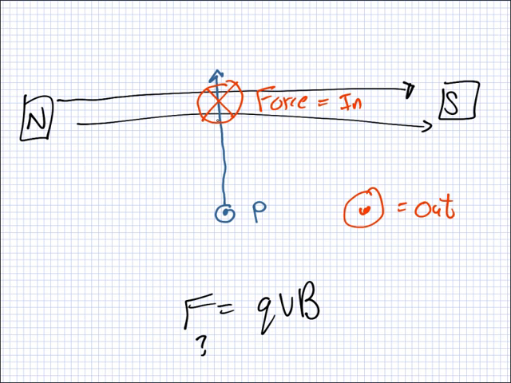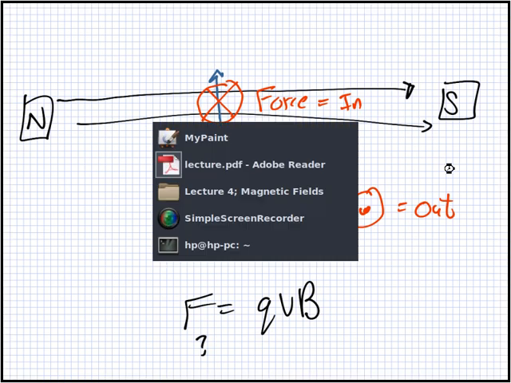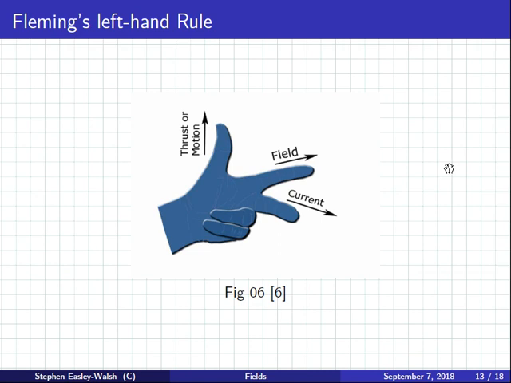You mean this? No. This is the magnet field. This is the current. This is the force. Oh, like this? Yes. You get the idea? This is called Fleming's left-hand rule. And you could try to draw the left-hand rule.